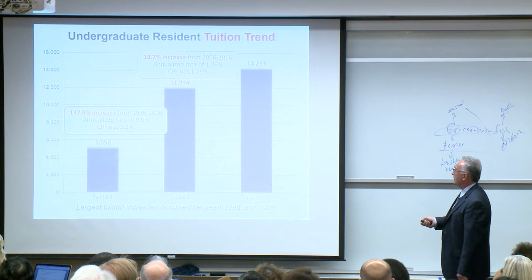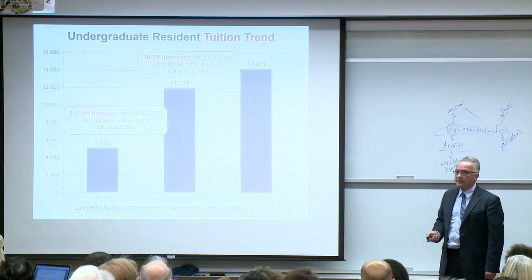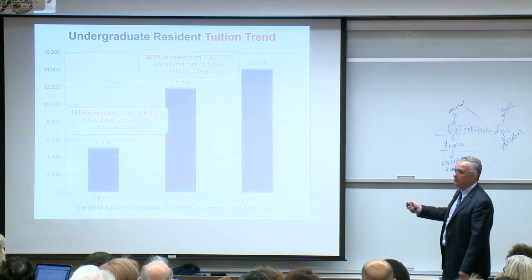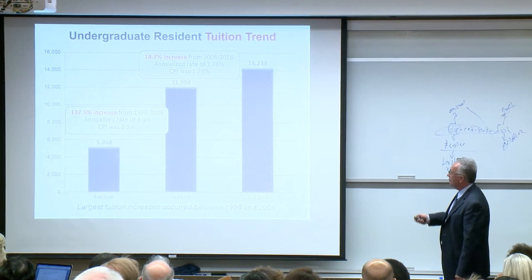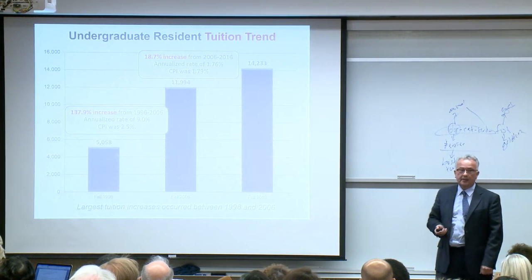Balancing budgets. I've been a CFO in this state since 1992. This is how budgets were balanced. If we had an enrollment problem, tuition went up. If the state cut our support, tuition went up. That is not the environment we're in today.